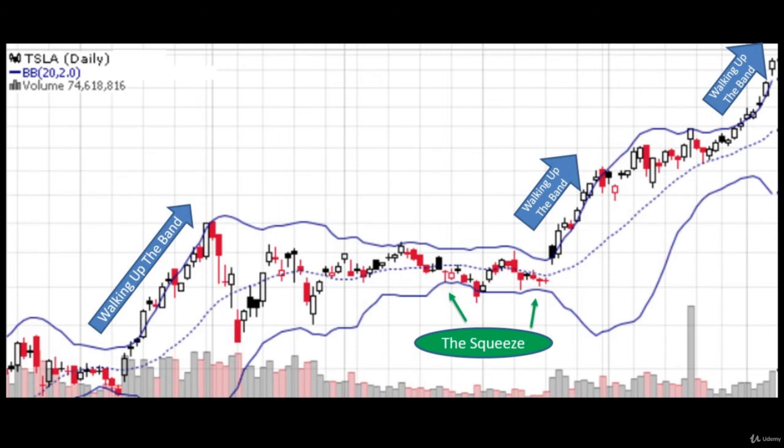And now we're walking up the band again, and I'm going to walk up that band, and I'm going to sell once it comes off that band, and then kind of repeat that process with the squeeze and a little bit of squeeze there, and then another walking up the band.